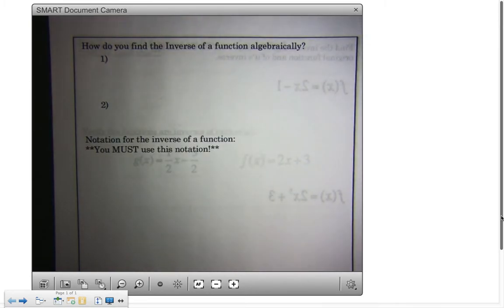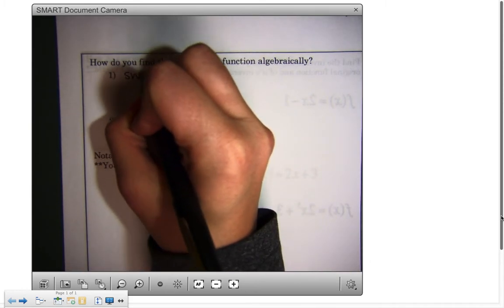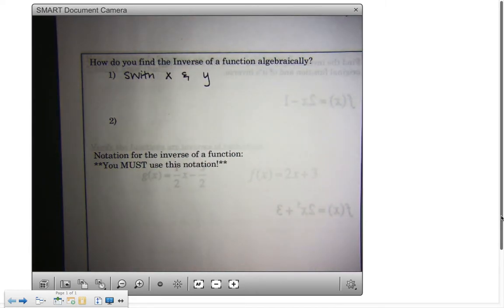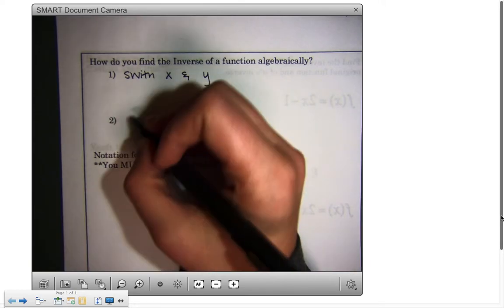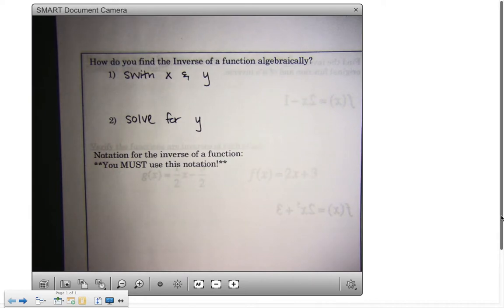All right, so we need to know how to find the inverse of a function by hand or algebraically. To do this, we're going to actually switch the values of x and y. So wherever you see an x in your function, you're going to switch it to a y. And wherever you see a y, you're going to switch it to x. We do this because, like we said on the previous page, the x and the y's are interchanged when you have a function and its inverse. To find that inverse function, you're then going to solve for y. So switch x and y and solve for y.